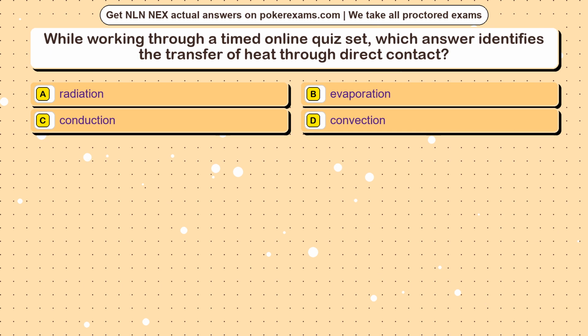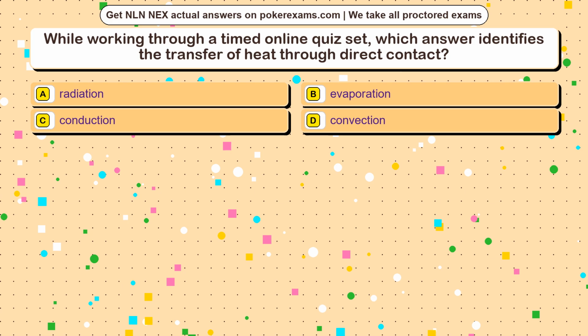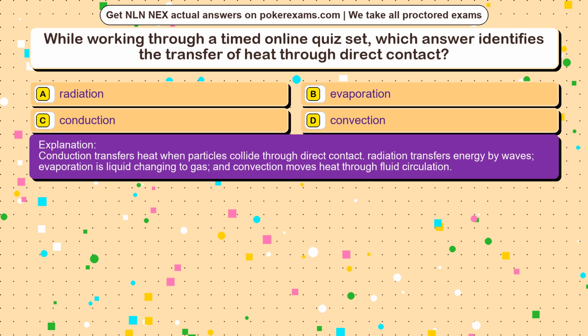Question 8. While working through a timed online quiz set, which answer identifies the transfer of heat through direct contact? Option A, radiation. Option B, evaporation. Option C, conduction. Option D, convection. The correct answer is option C. Conduction transfers heat when particles collide through direct contact. Radiation transfers energy by waves, evaporation is liquid changing to gas, and convection moves heat through fluid circulation.